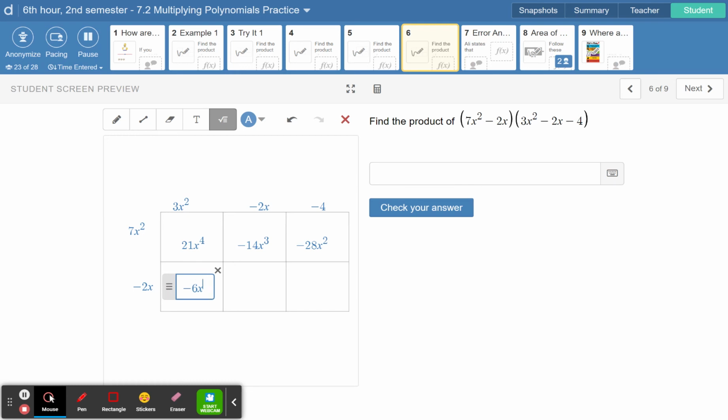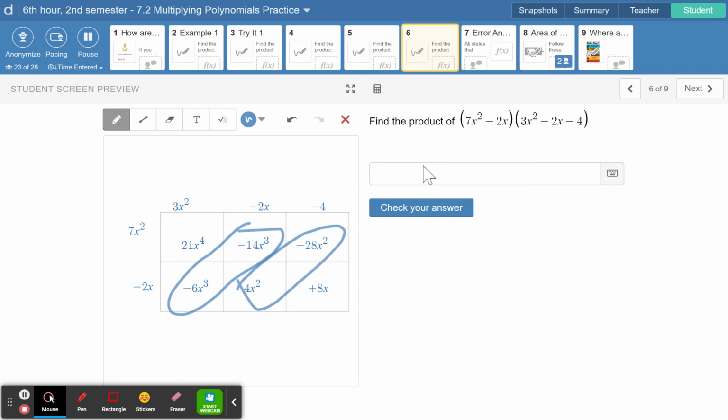Negative 6x to the third. And then we have 4x squared. And then don't forget about this x. So negative 2 times negative 4 is 8, but it was a negative 2x, so it should be a positive 8x. These have the same base, same exponent, so those are like terms, and then this diagonal is the same term as well. So we have 21x to the fourth minus 20x to the third. We do nothing to the exponents when we're adding.